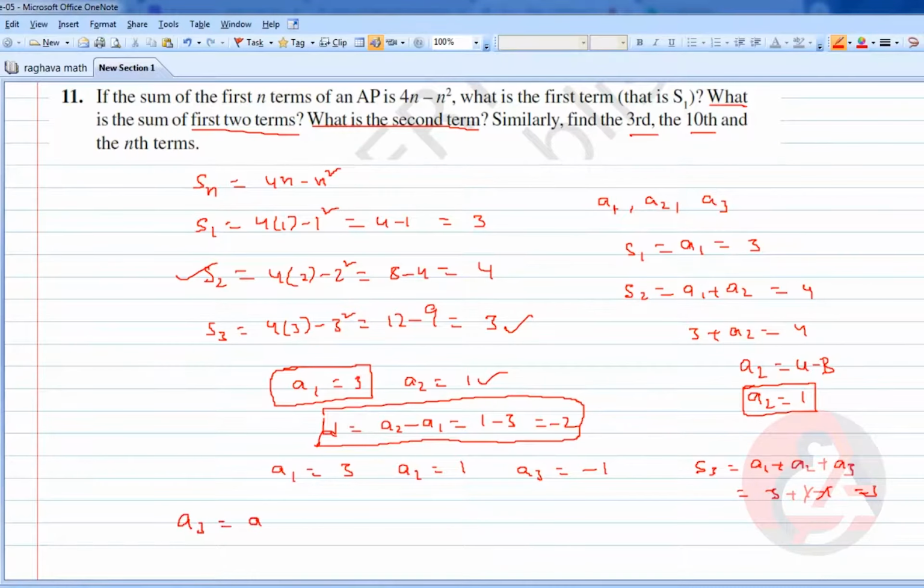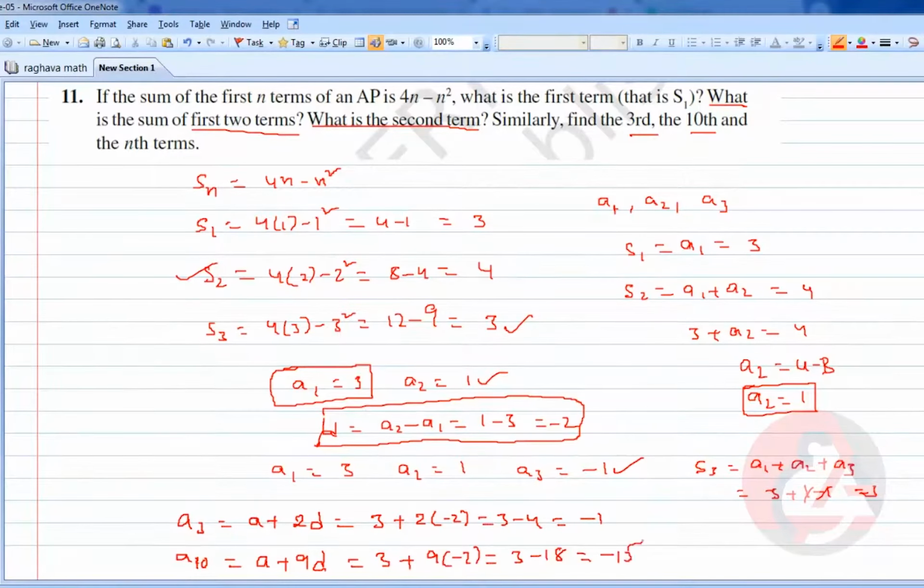A3 will be equal to A plus 2D, 3 plus 2 into, what is the common difference? The common difference is minus 2, so 3 minus 4, it is minus 1. A10 will be equal to A plus 9D. So A is equal to 3, 9 into minus 2. So 3 plus 9 into minus 2, that is 3 minus 18, the answer is minus 15. So this is the A3 value, this is the A10 value.